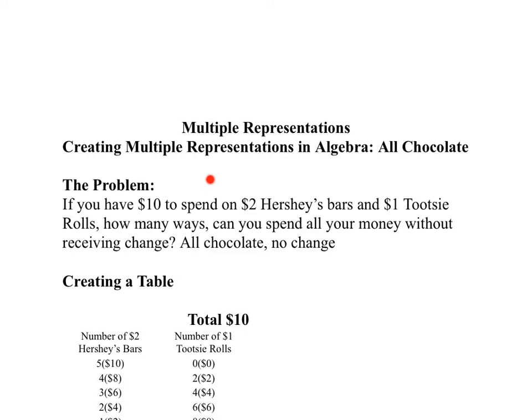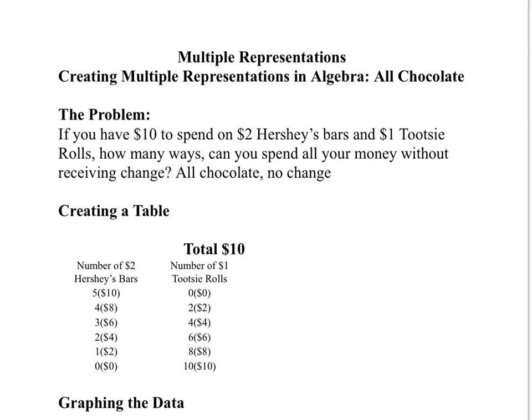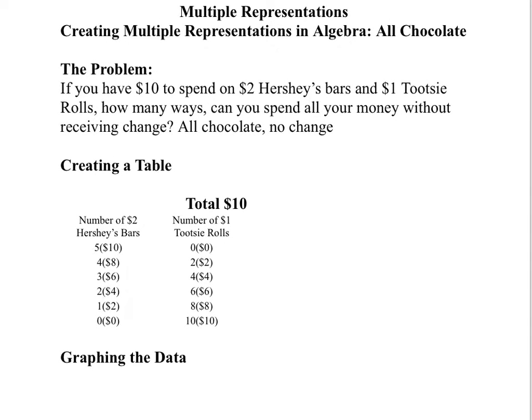This is the situation. What I expect these students to do is go through this problem and see, well, I have $10. The Hershey bars are $2 each. Tootsie Roll Pops are $1 each. I need to spend all of this money, and I'm not going to get any money back. So in order to spend all of this money, I have to come up with a way. And I always tell them, once you've looked at the problem, create a table. You can start this table any way you like.